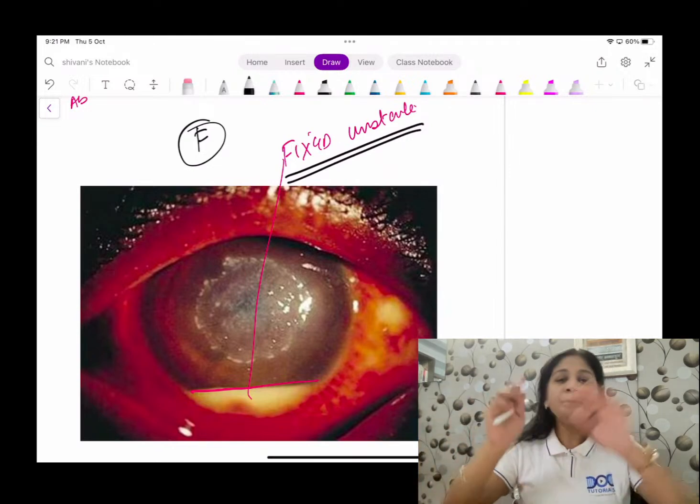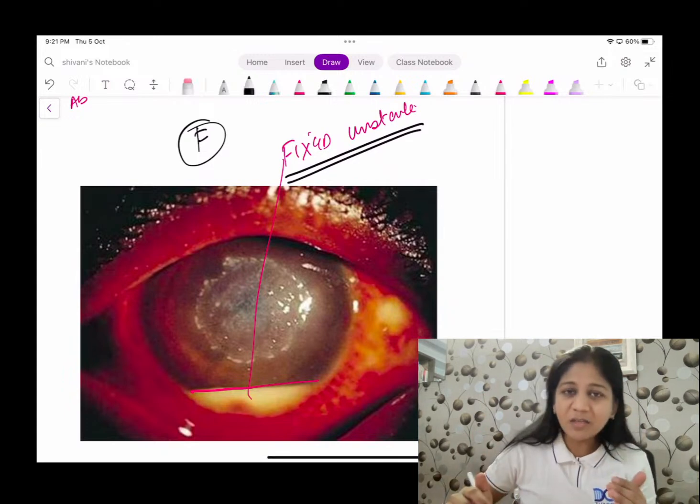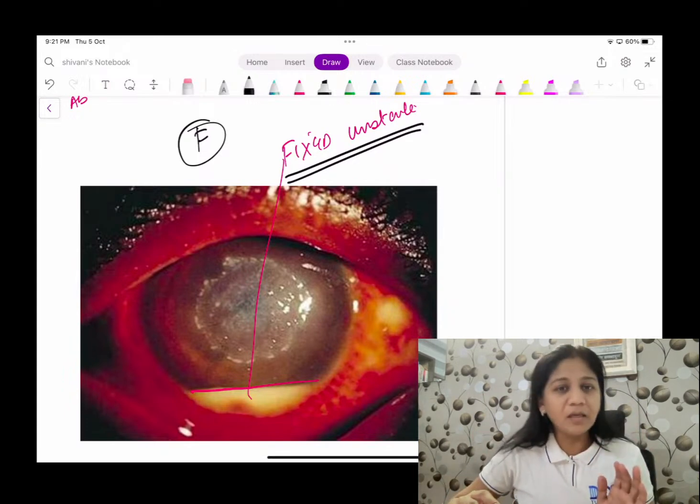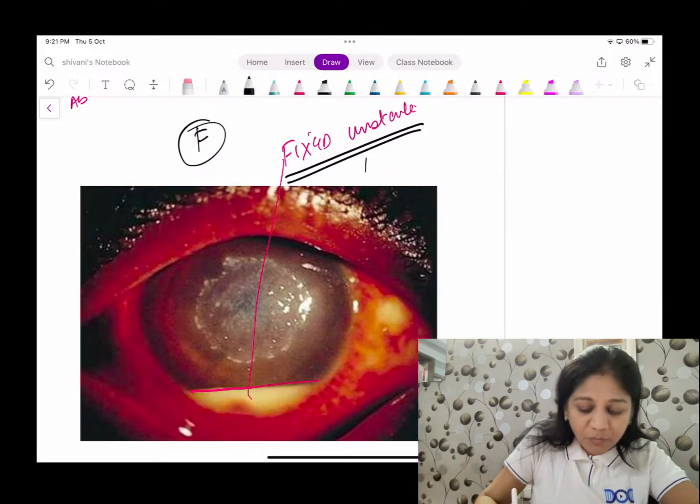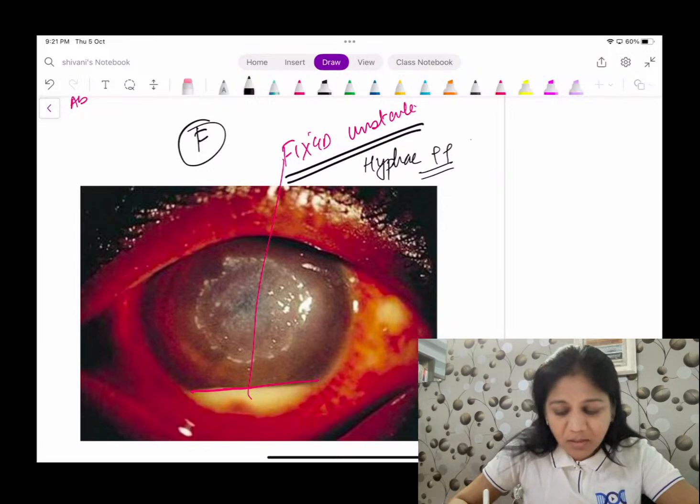So please remember, a fixed hypopyon, a sterile hypopyon, is seen only in fungal ulcer. The reason I have told you: the fungal hyphae get mixed with the pus cells. Okay, this is the reason.